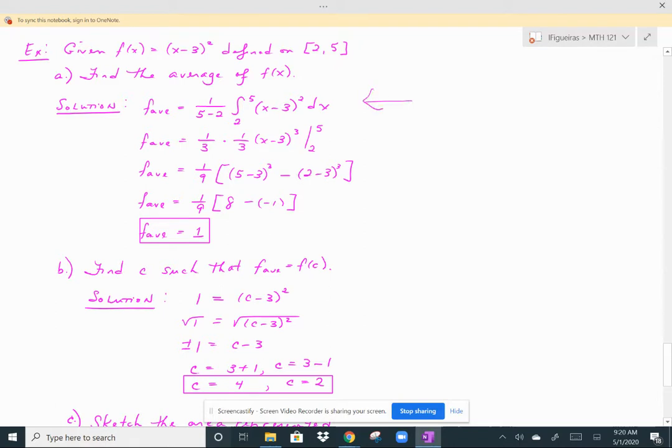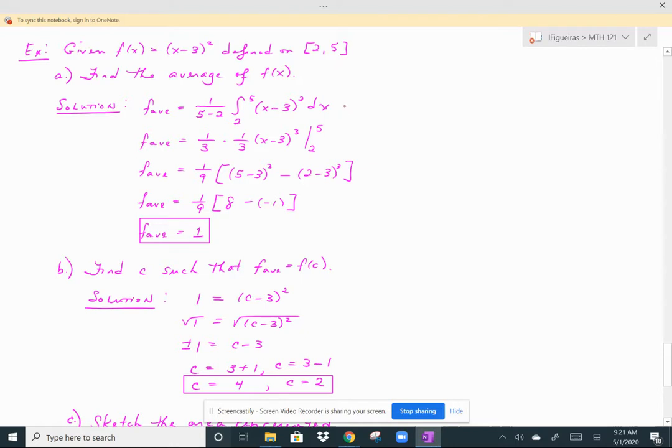Average value is 1 over (5 minus 2) times the integral from 2 to 5. This is also a composite function, but it's a pretty simple one, so you don't really have to use u substitution, because notice that the derivative of my inner function is just 1. If it had been something slightly more complicated, like 2x minus 3, you would want to use u substitution to help you think that through. But here you're really just doing anti-power rule.